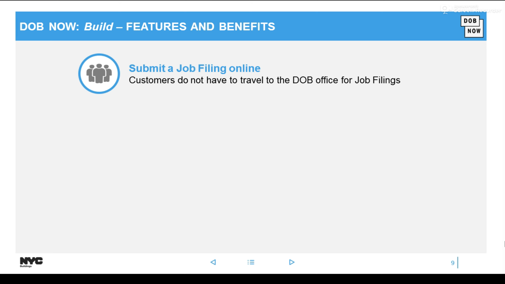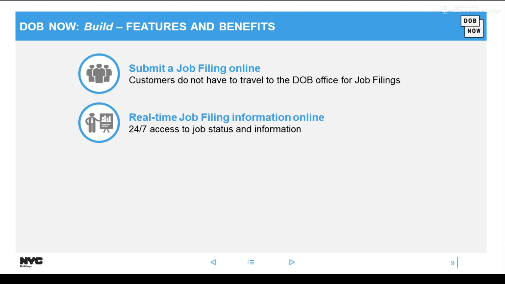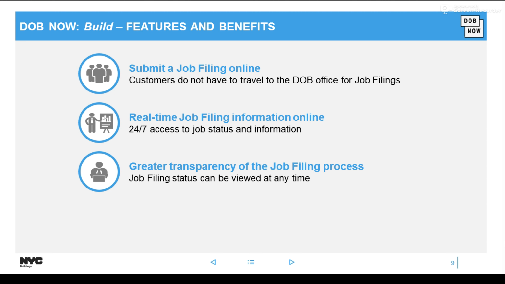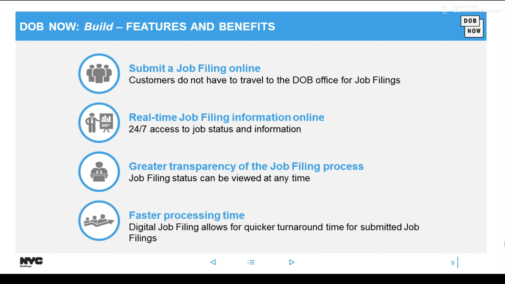So what are the biggest features and benefits of using DOB Now? I said you could submit your job filing 24/7. You don't need to come down to DOB anymore. You'll have real-time job filing information access, because at the top of each job filing there's a status bar, so you'd be able to see where your job filing is at each step of the way. Anyone associated to the job filing could do that. And with all of this being digitalized, we're hoping for faster processing time for our job filings.